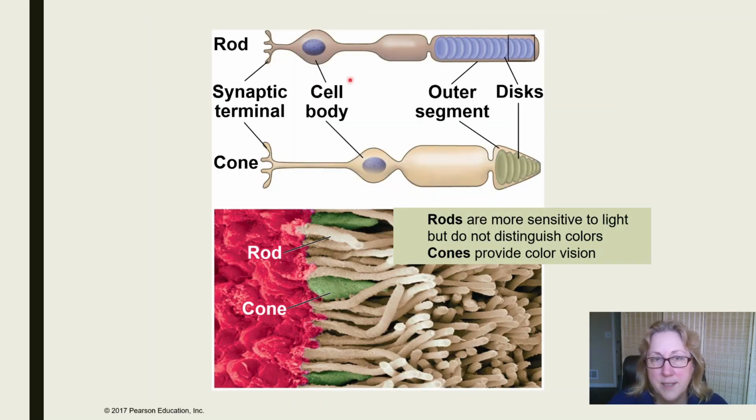So the rods, we have more rods. Rods are really sensitive to light, but they don't give us very much detail, and they don't distinguish color at all. Cones give us better fine detail and also can distinguish color, but they require a lot more light to be activated. So that's why if you're in dim light, you can't see color.